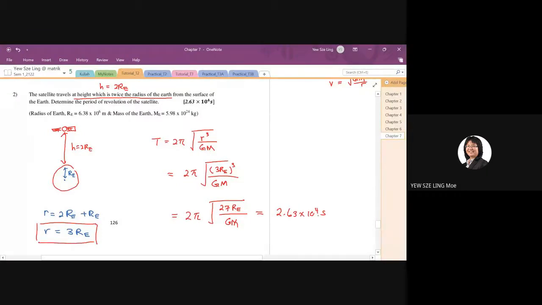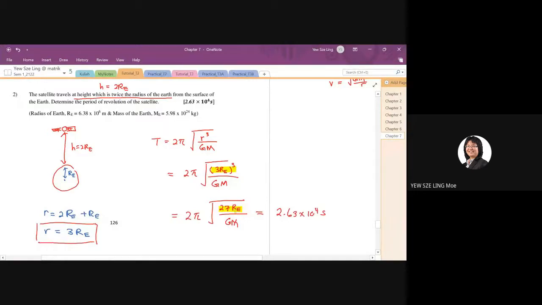So I give you 3 minutes to write it down, including the diagram. Make sure you sketch the diagram so that you understand what it means by twice the radius of the Earth, and then how to do the cube, how to cube 3r. This is a very crucial part in this question. Sometimes students got it wrong.